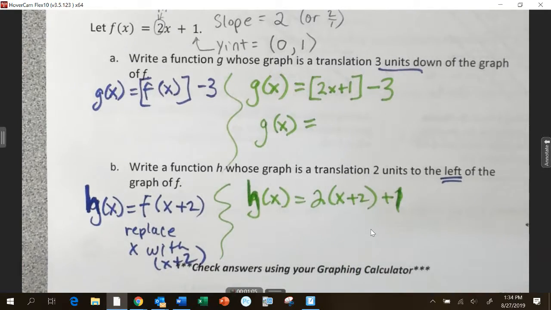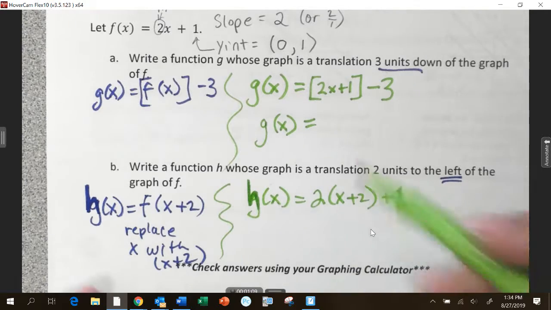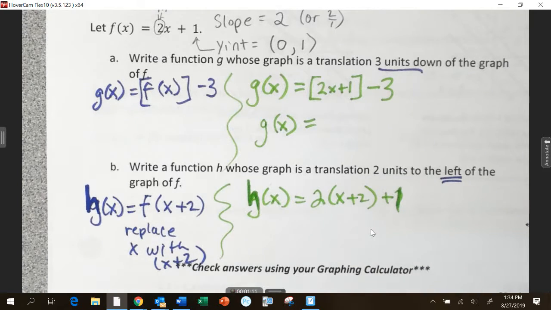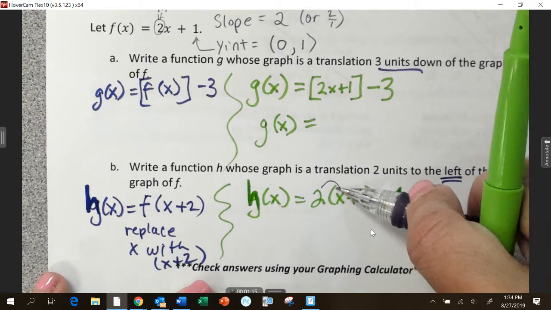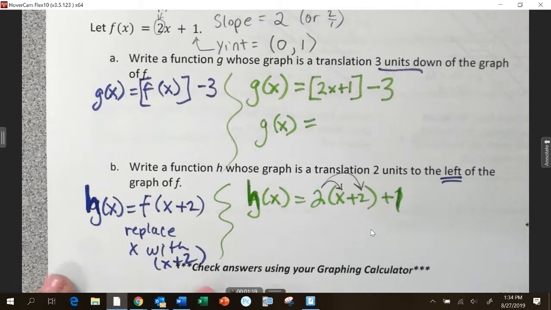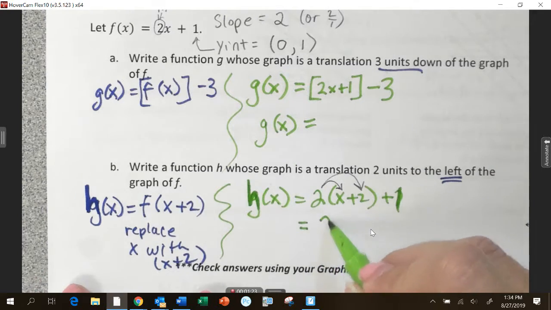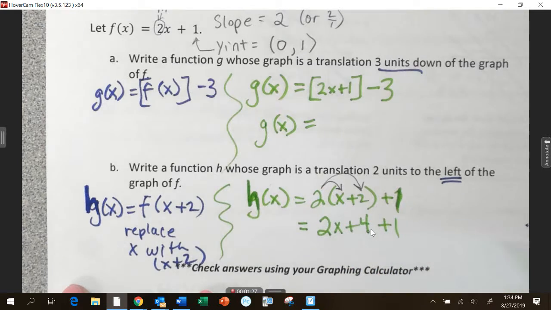Now, the parentheses are important. How do I get rid of the parentheses? I can't just drop them at this point. Rachel: You multiply the 2, and so it would be like 2x plus 2 plus... 4, sorry. So you're going to distribute the 2, and you're going to get 2x plus 4 plus 1. So our h of x will end up being 2x plus 5.